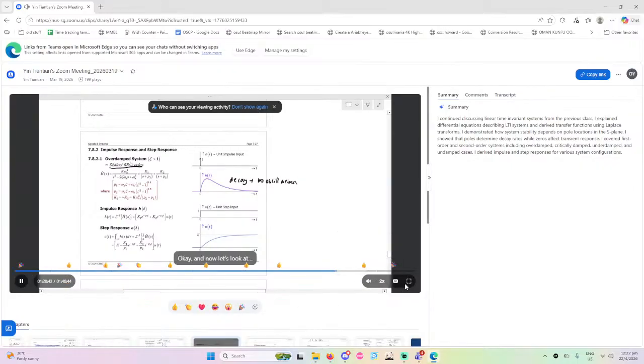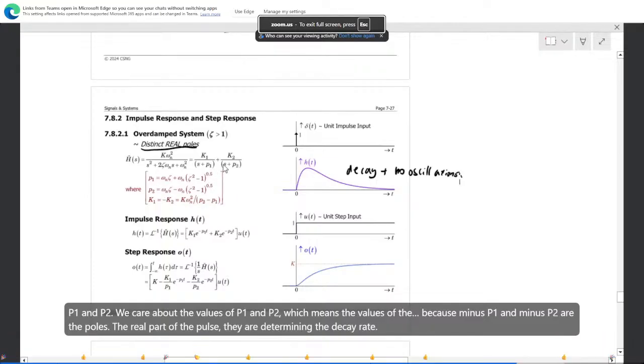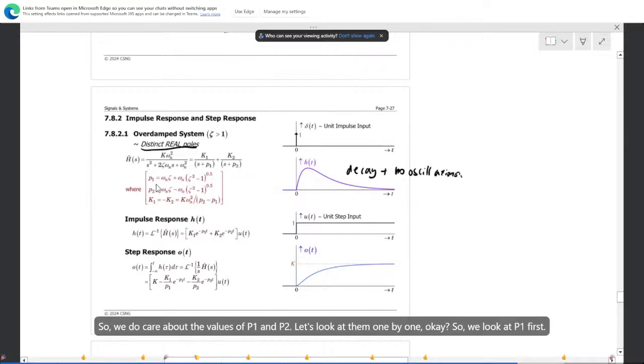Okay? And now let's look at P1 and P2. We care about the values of P1 and P2, because minus P1 and minus P2 are the poles. The real part of the poles will determine the decay rate. So we do care about the values of P1 and P2. Let's look at them one by one. Okay? So we look at P1 first.